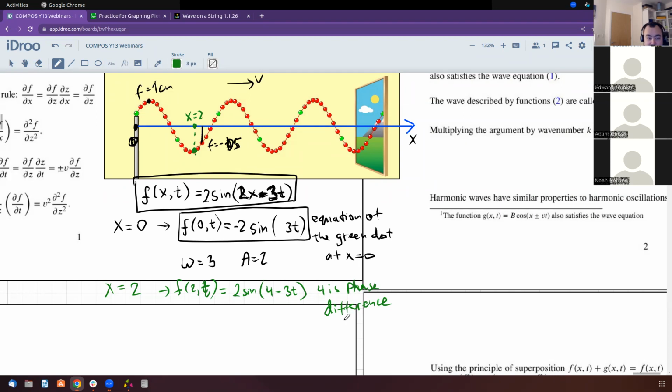4 is the phase difference. So it lags. Because this red dot will lag behind the green dot. Because the green dot is the first one to start oscillating, and then the red dot catches up. Just like that.